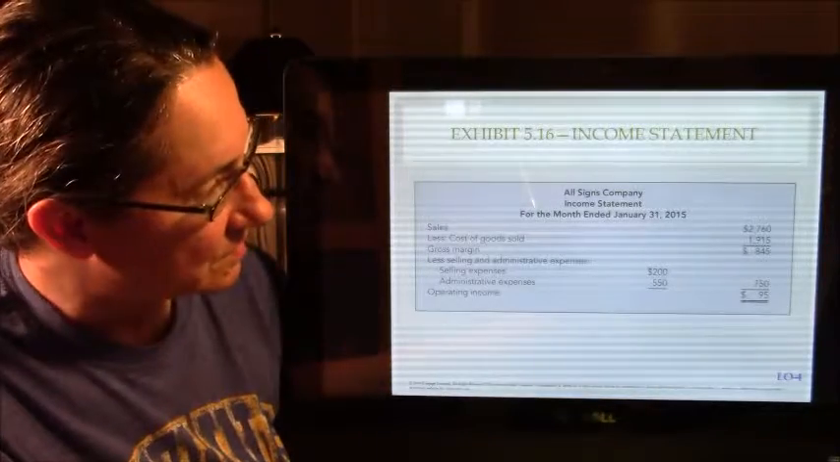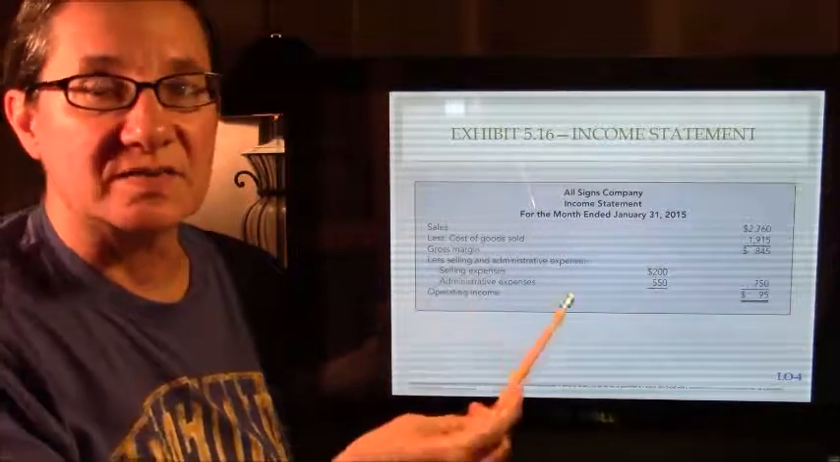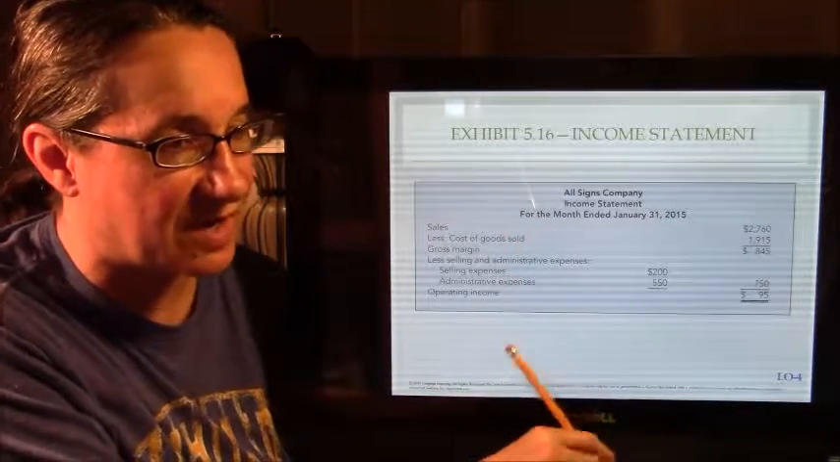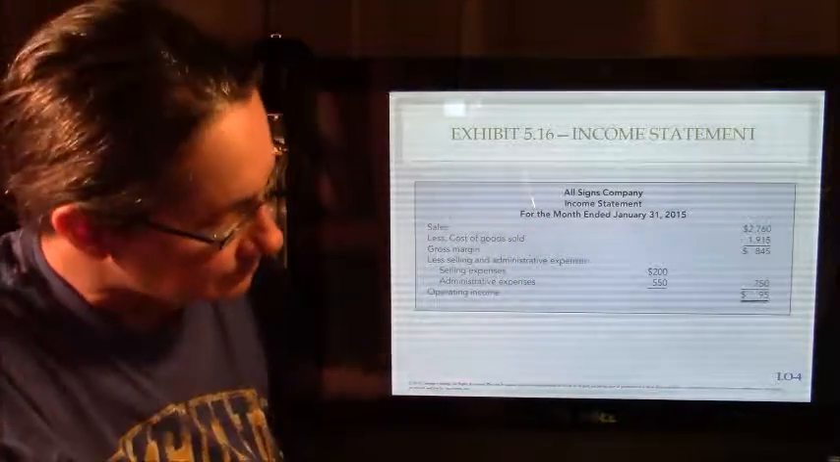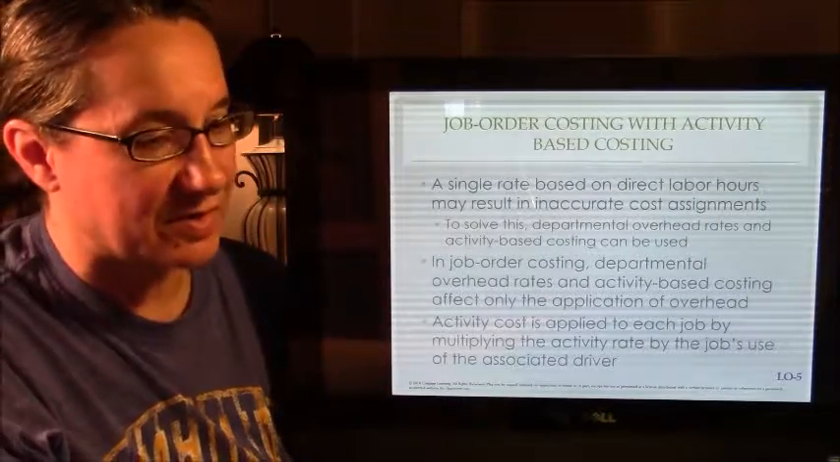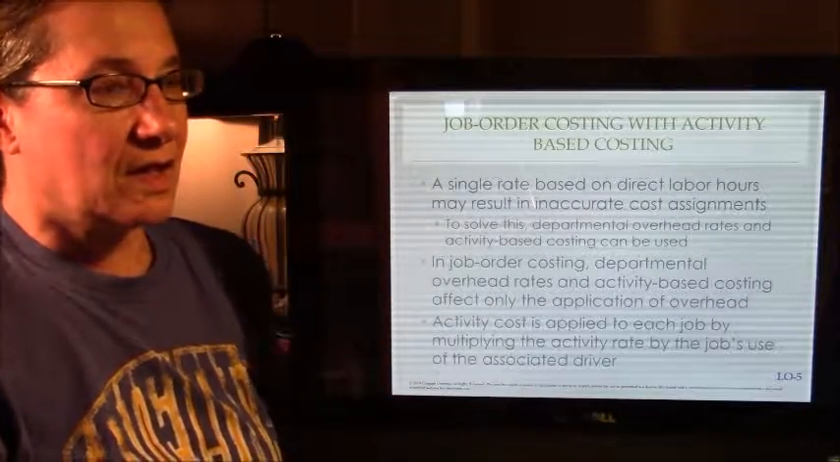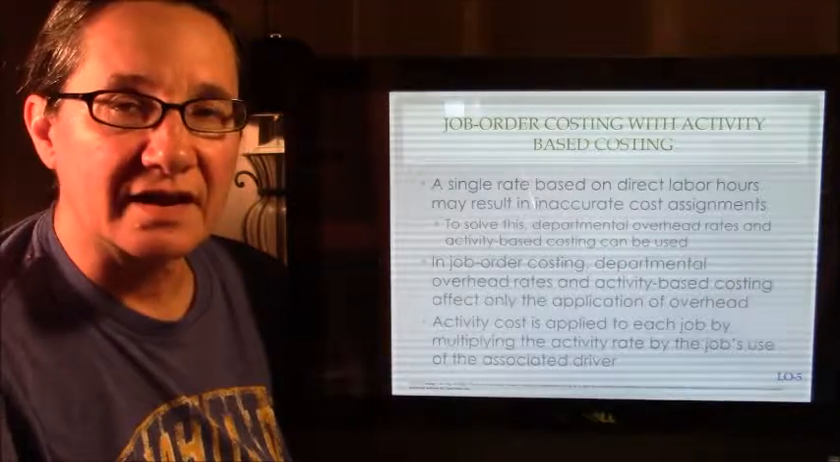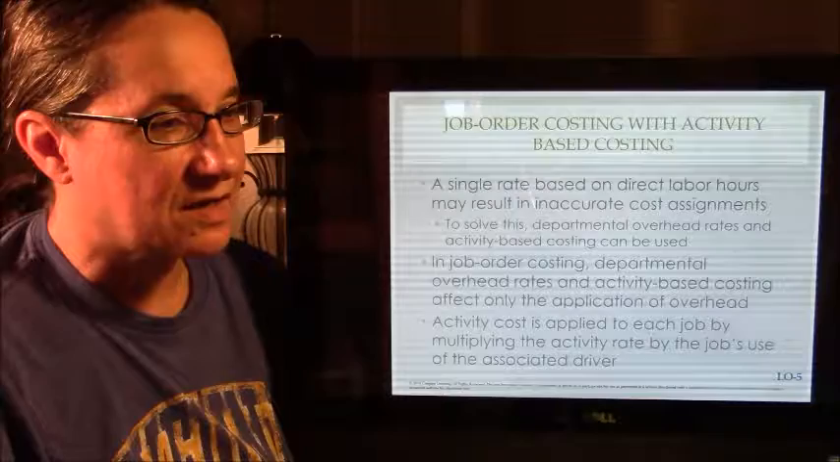All right. So here's an income statement. This is what I mean. Remember, sales, cost of goods sold, gross profit, less SG&A equals operating income. Should look pretty familiar. We'll talk about activity-based costing next.